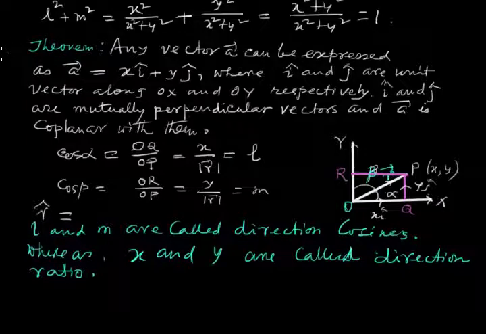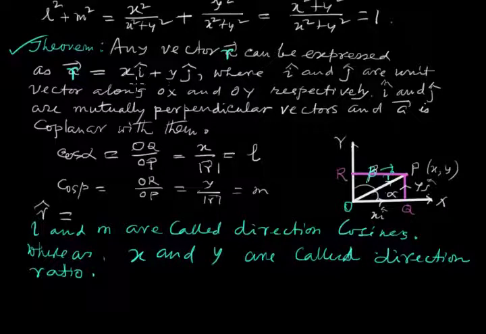So we can write that any vector, here R, can be expressed as R is equal to xi plus yj, where i and j are the unit vectors along OX and OY respectively. And these i and j are mutually perpendicular vectors, and R is coplanar with them.